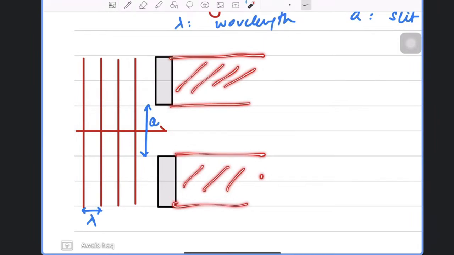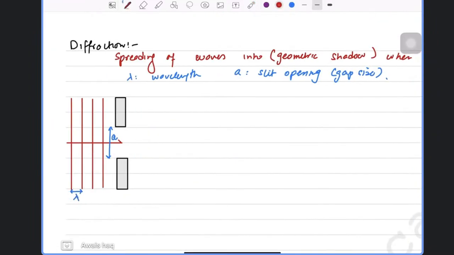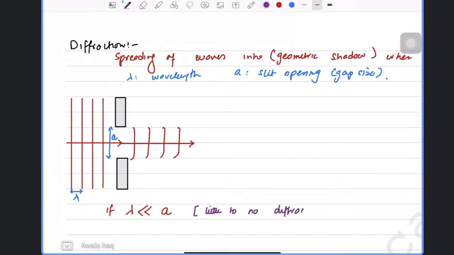You get it? Now, what you guys should understand is that if wavelength is much smaller than A, that would cause very little diffraction like this. The waves would just go in a straight line. The wavelength remains same, everything remains same, nothing changes. So it just goes straight. Do you guys understand this? Okay, so if that happens, then what we're saying is that little to no diffraction happens. There is no spreading.